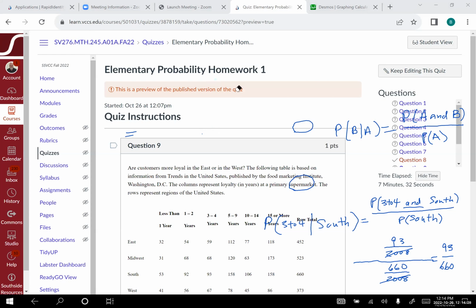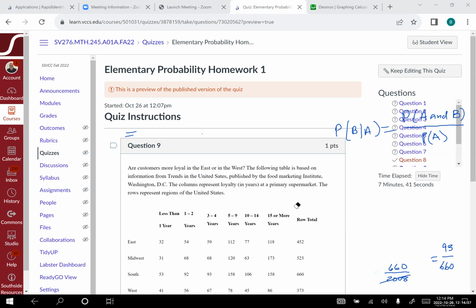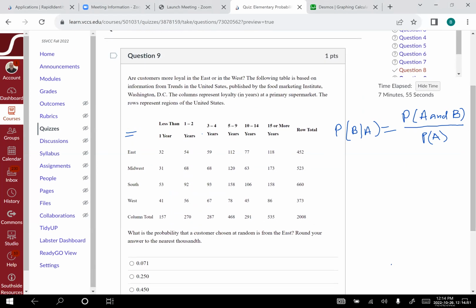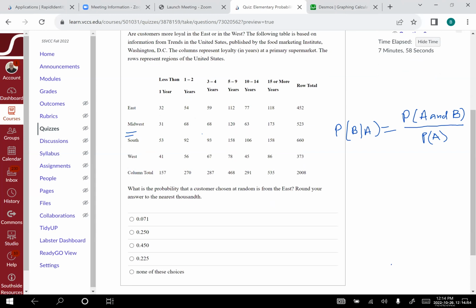Now, this is a similar question. Work through it, and then I will do it, and we'll see what we get. Let's see. The question itself is the same thing about regions and supermarkets. The important stuff's down here. What's the probability that a customer chosen at random is from the East? That's not even conditional probability, right? That's just a regular probability.